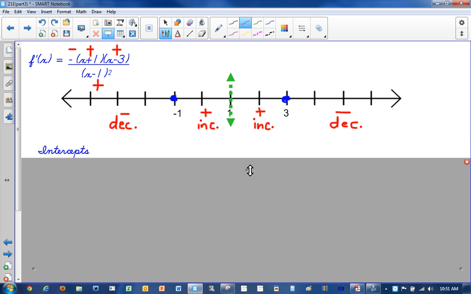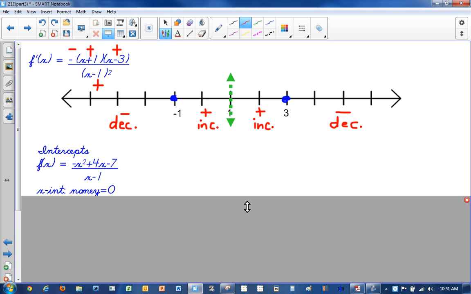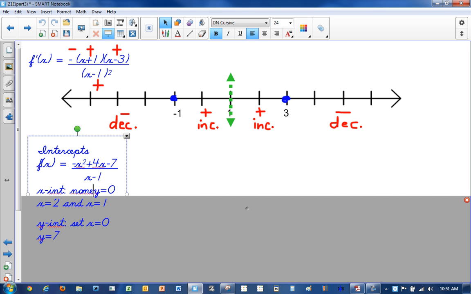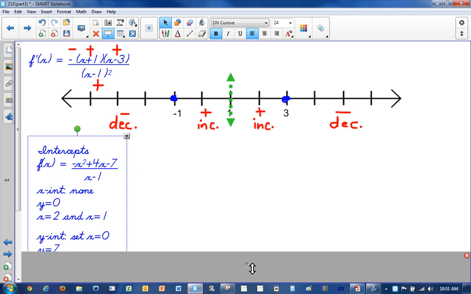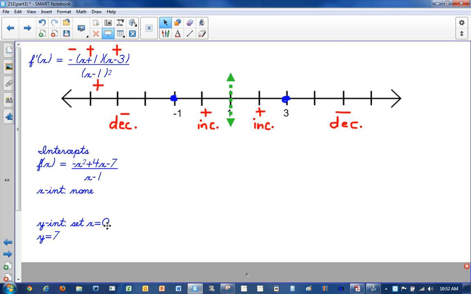Alright, now let's find my intercepts. Same way as before, there's my original function. Alright, there are no x-intercepts because I can't solve the numerator. I can't set the numerator equal to 0 and get a real solution. There's some extra stuff in here that needed to go away. And to find my y-intercept, I need to set x equal to 0, and that makes it -7 over -1, which is +7.